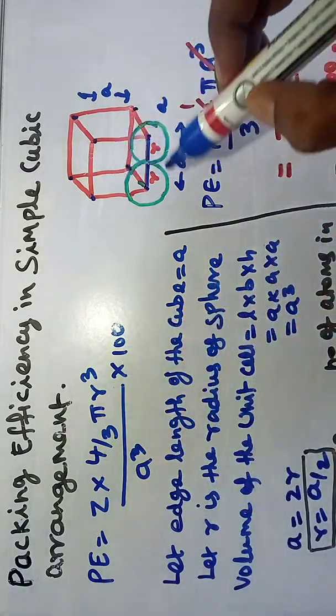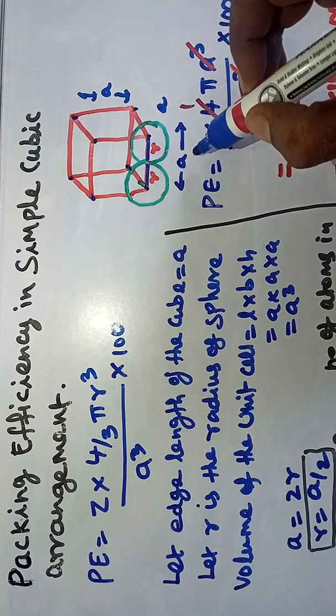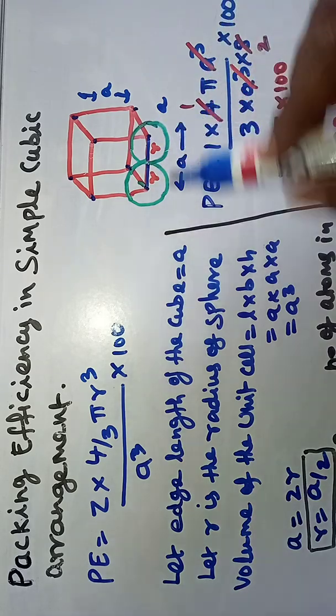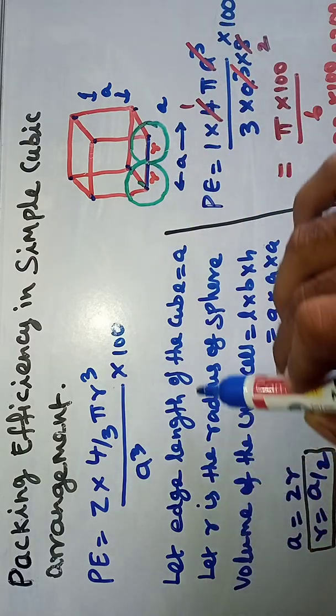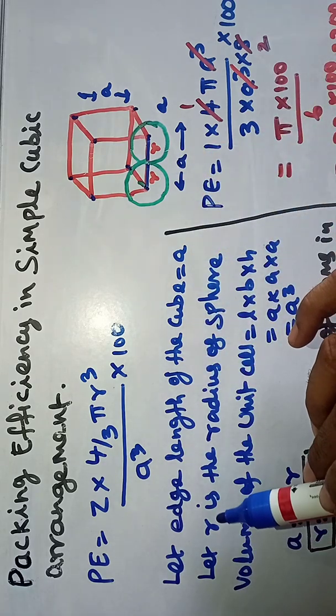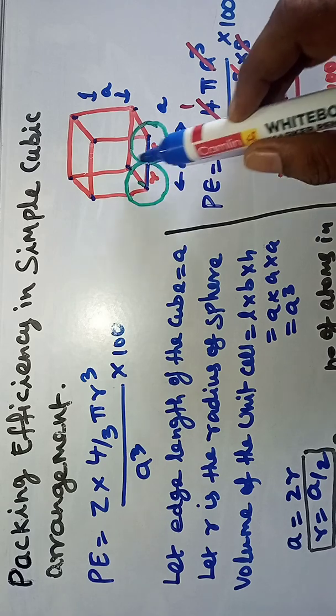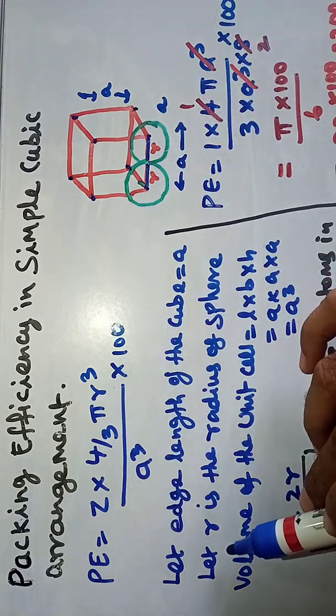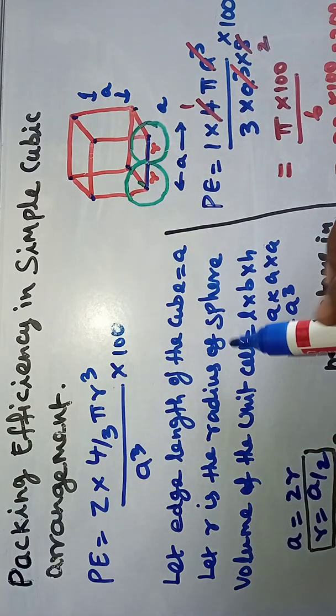Here this is the cube. This is the edge length. Here A is the edge length. So let the edge length of the cube be A. Now this is the radius of the sphere. Here let r be the radius of the sphere.